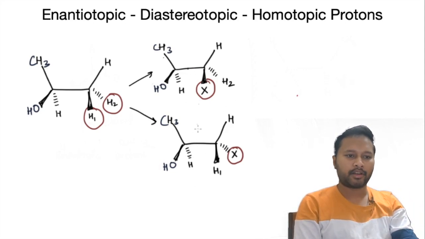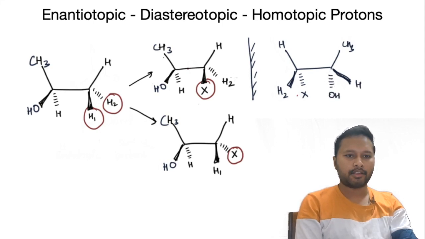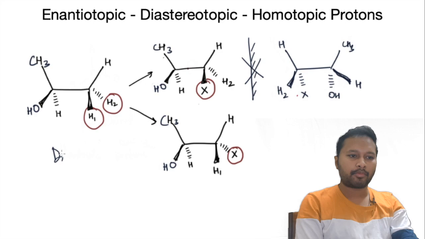Similarly, these two are not mirror images of each other. Why? If I just show you the mirror image, it will look something like this. See, in the mirror image, it is true that H2 will come above the plane and X will go below the plane. But on the back side, your hydrogen will come above the plane and OH will go below the plane. So are this and this the same? No, they are not. So these two are not mirror images of each other. So what is the relation between these two? They are diastereotopic. Okay, diastereotopic.